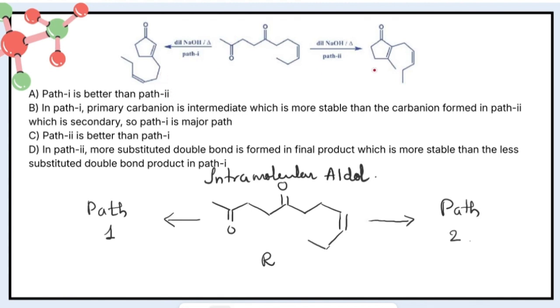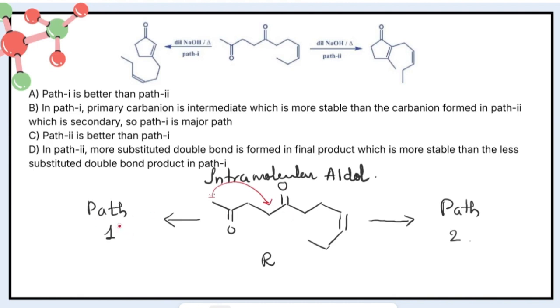There are two possible products. One will take path 1, the other will take path 2. Now we need to choose which is the ideal path here, path 1 or path 2. The product according to path 1 is formed when we choose the carbanion here. When the carbanion is formed here, it undergoes enolization and further it will attack the carbonyl group.